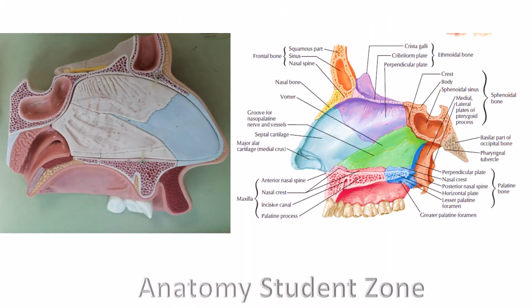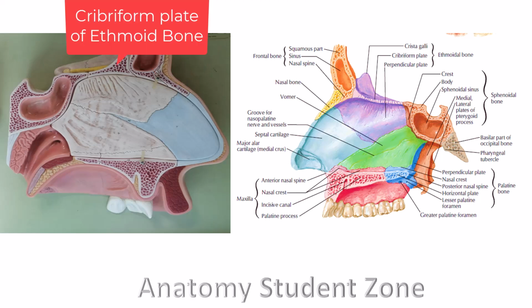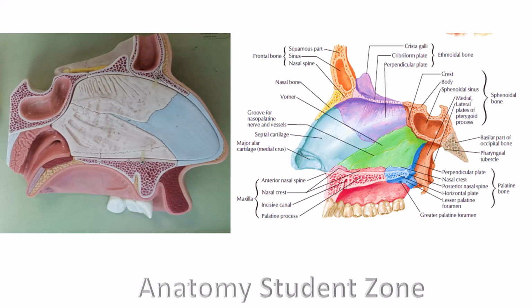You can observe here, the roof is formed anteriorly by the nasal bone and the frontal bone, and the frontal bone part over here is the nasal spine of the frontal bone, or simply the frontonasal bone forms this roof. So the bones forming the central part of the roof are the ethmoid bone, and specifically the cribriform plate of the ethmoid bone. Posteriorly, you can see on this model that the back of the roof is formed by the sphenoid bone.